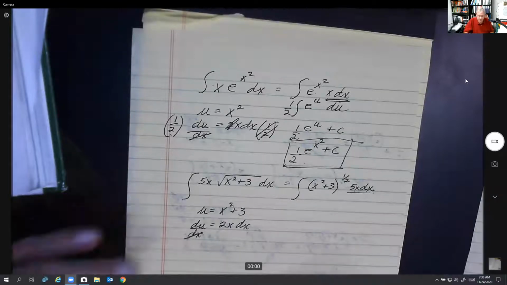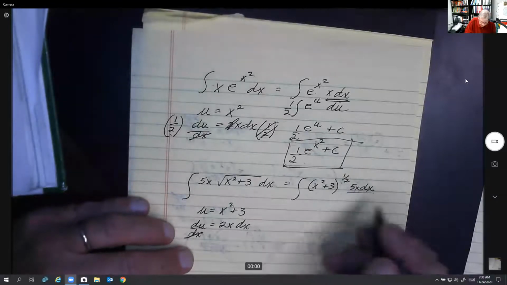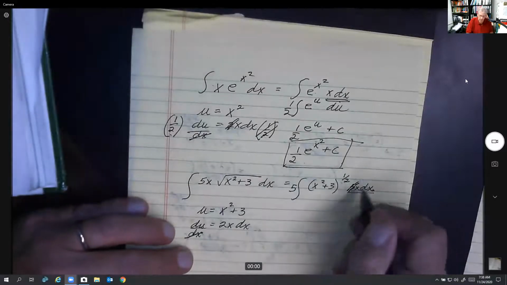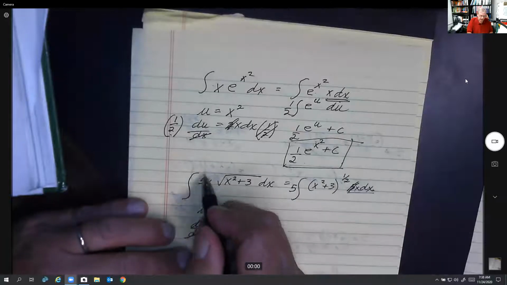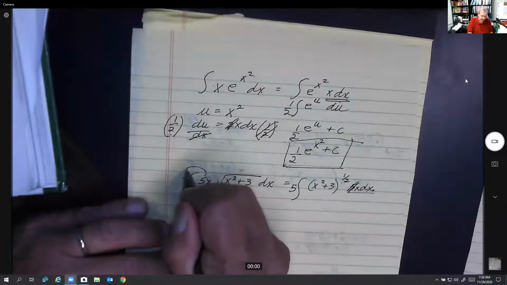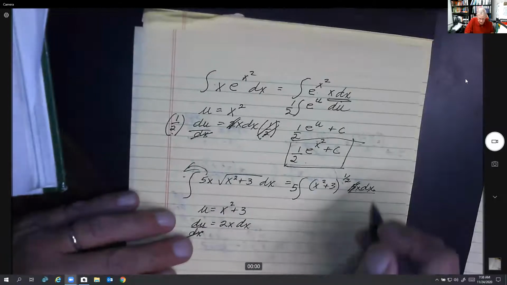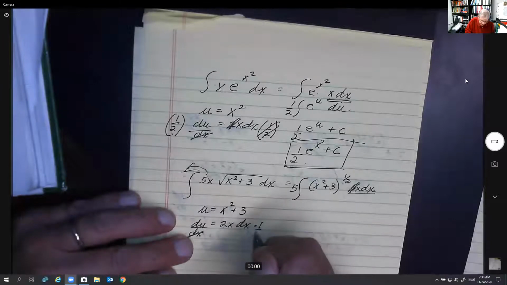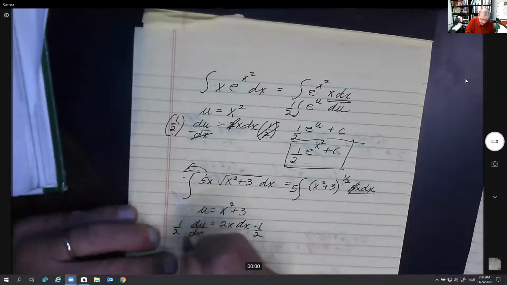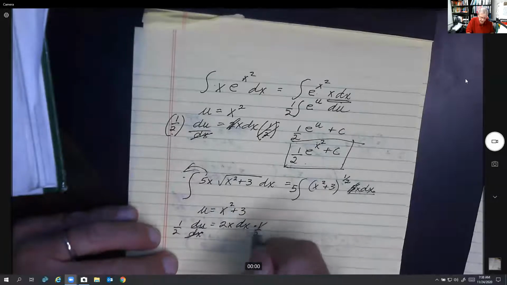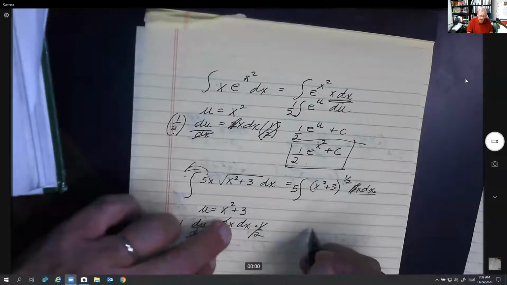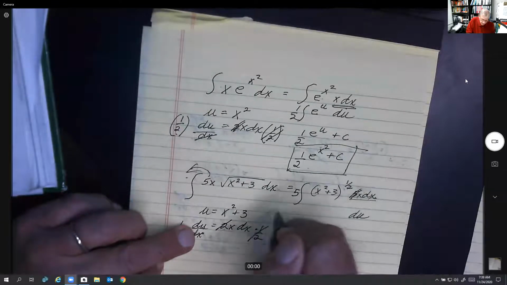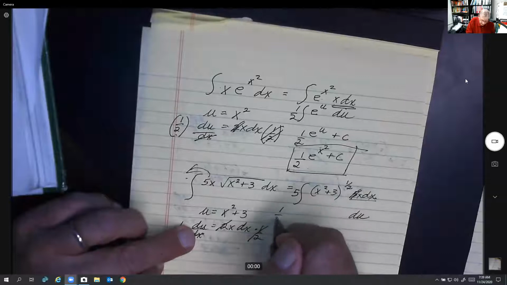I don't have a 2x dx. I got a 5. So first, I want to take out this 5. I want to put this 5 in front. Remember, we can do that. I should have done that right away. I should have taken out the 5 right here, and I didn't think about it. But I recognize it. But now I got this x dx, so I'm going to use the little half technique or fractional technique. I multiply this by a fraction. Half cancels out the 2. So now I have x dx, and that would be du. But I'm going to put the half in front with the 5.